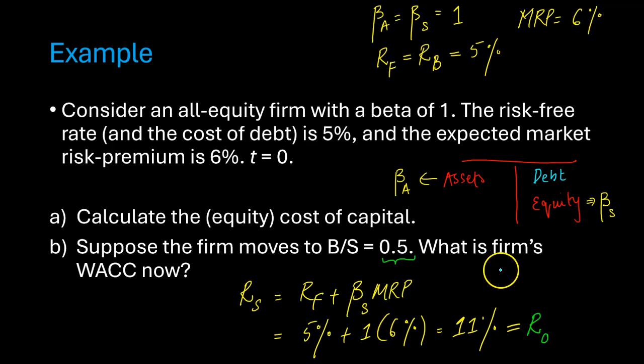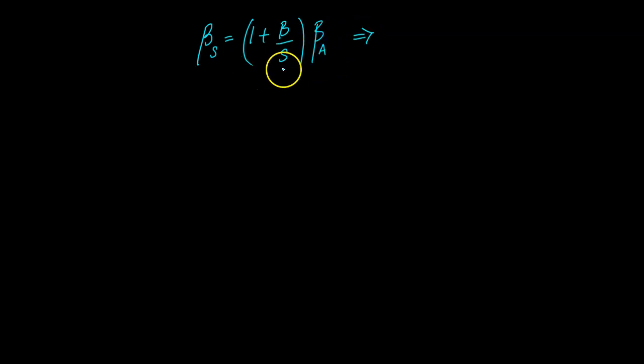So if you don't want to use MM2, this is how you typically do the problem. You say, well, because the firm now has debt, equity beta is now going to be more. In fact, we know that equity beta is 1 plus debt to equity ratio into asset beta. Because the debt to equity ratio is 0.5, so 1 plus 0.5, and asset beta was given, which is 1, the new equity beta is going to be 1.5.